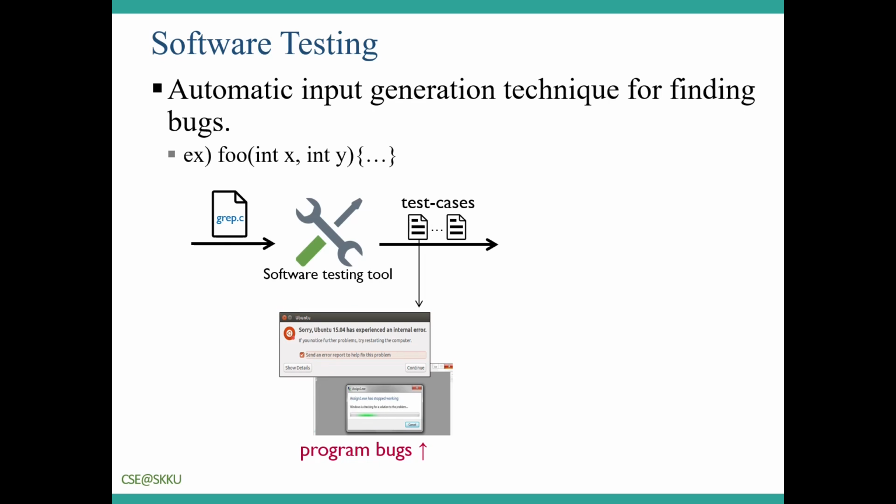Of course, depending on the program, the input might be more complex, such as a command line string or a PDF file or a JSON document and so on. But still the main goal of software testing is the same: to automatically generate inputs that expose bugs. So that's why software testing is often also referred to as automated test case generation techniques.